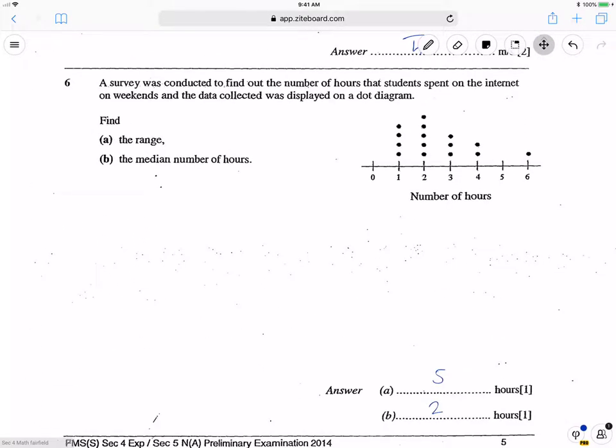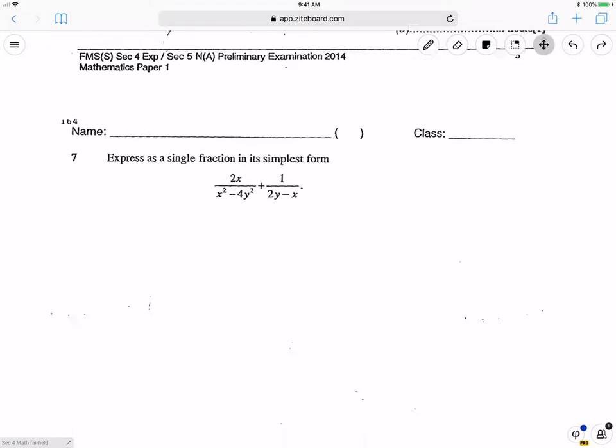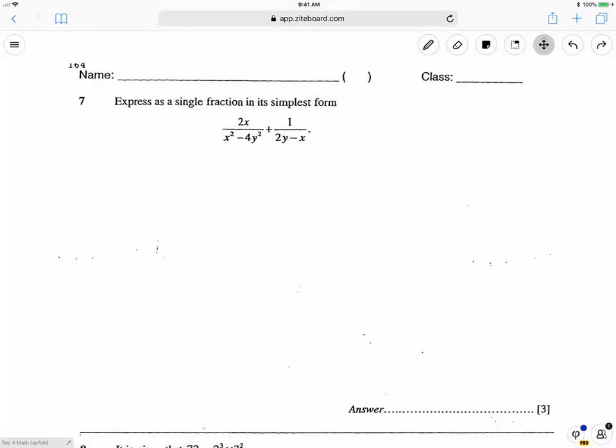Next, the range is 5 and the median is 2. Any problem? Okay, very good. Okay, this one. Sorry. So the answer is 1 over x plus 2y. 1 over x plus 2y. Why? Can? Yes? No. Single bracket, simplest form.